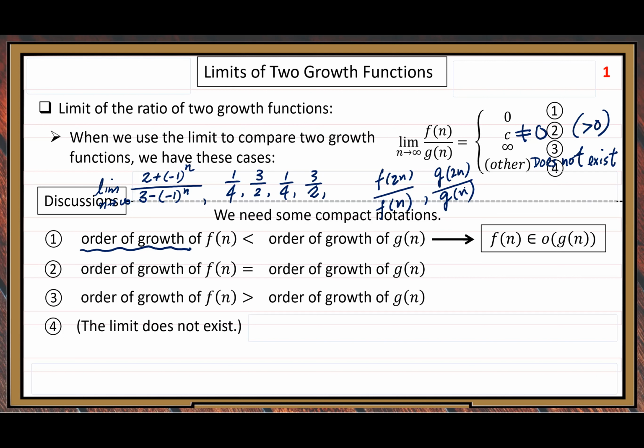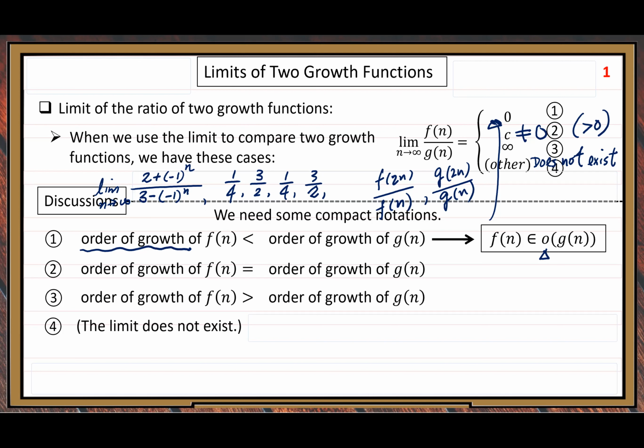f of n belongs to little o of g of n. We use a special notation we call the little o notation. What's the meaning of little o? When you see this little o, you should immediately connect it to the ratio of their limit equaling 0. That's the meaning of little o. If you take the ratio and the limit where n goes to infinity is 0, then you can write this little o notation.